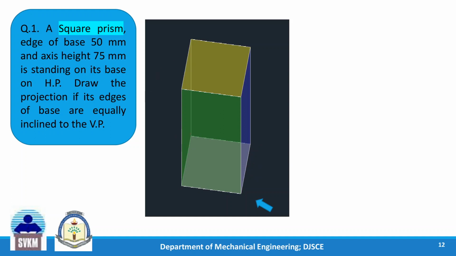VP is here, so they are making 45 degrees with the VP. All the base edges are making an angle of 45 degrees with the VP. So that is satisfying the given definition. Now let us solve this on AutoCAD.